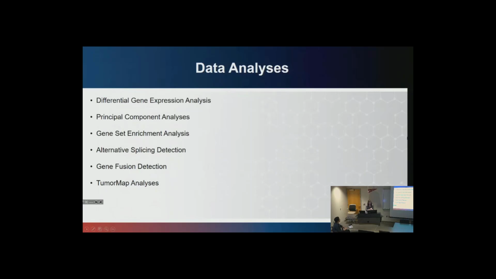Okay. So downstream data analysis may include one or many of these. These are commonly used ones: differential gene expression, principal component analysis, gene set enrichment analysis, alternative splicing detection, gene fusion detection, tumor map analysis. Also, Dr. Wilkie just was asking me if I was going to talk about heat map. I didn't include that one here.